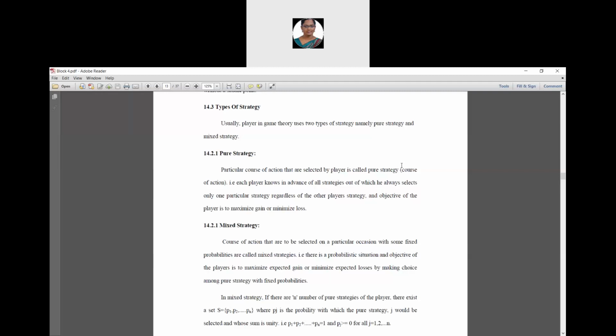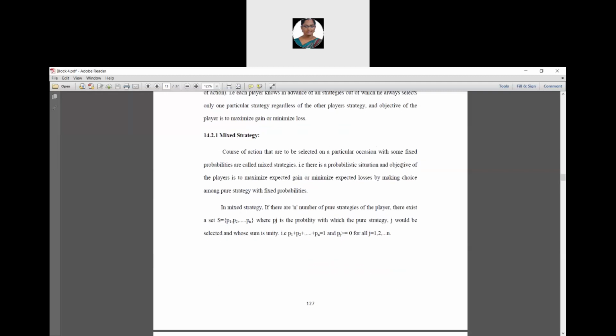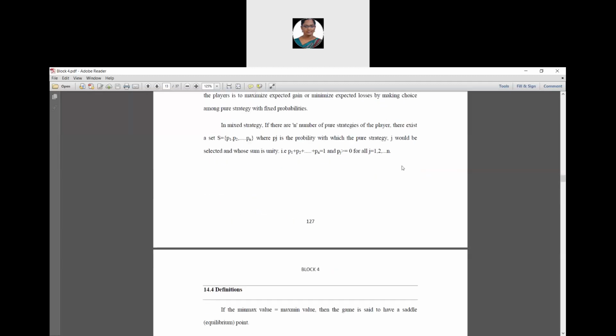In this mixed strategy, if there are n pure strategies of the player, there exists a set S = {P1, P2, and so on up to Pn}, where Pj is the probability with which the pure strategy j would be selected, and whose sum is unity. As we all know, the total probability is 1. That is, P1 + P2 + and so on up to Pn = 1, and Pj is greater than or equal to 0 for all j = 1 to n.